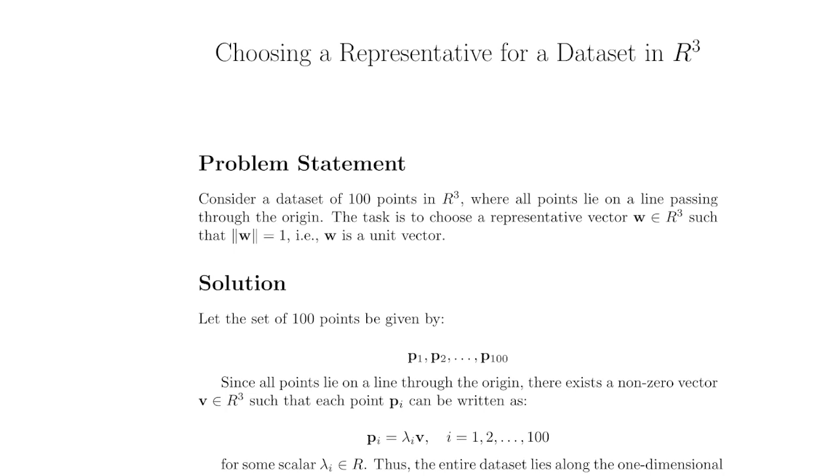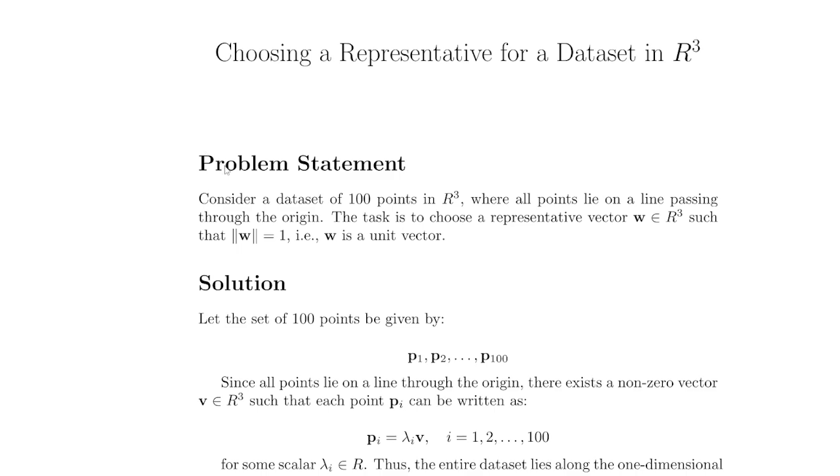In today's video, we're diving into an interesting problem in 3D space. Let's break down how to choose a representative vector for a data set in R3. So here's a setup. We have a data set with 100 points in 3D space. All of these points lie along a line that passes through the origin.